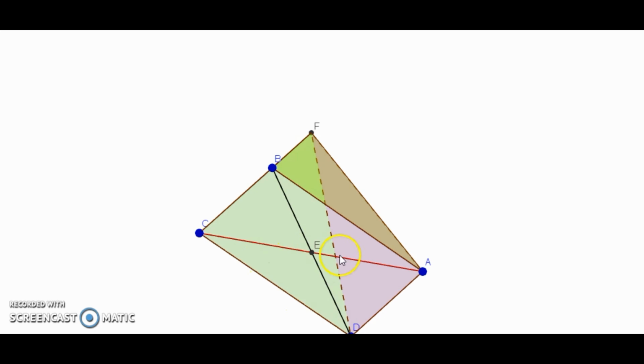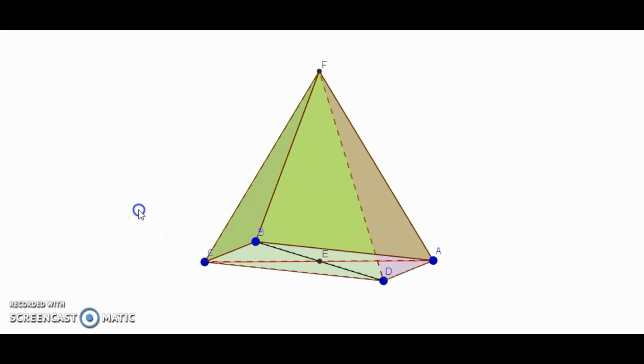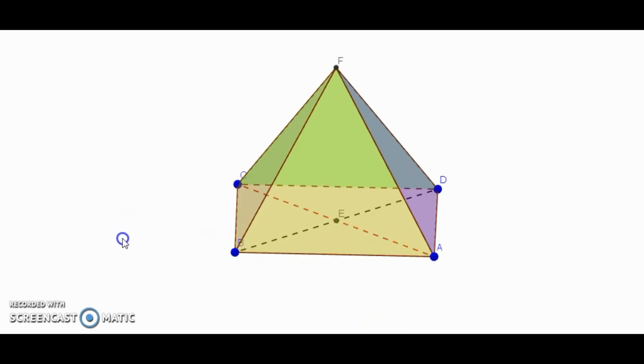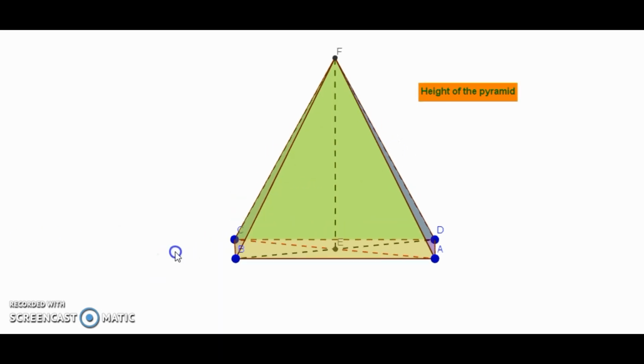So this point cuts each of the diagonals into equal proportion. So that should be kept in mind. So what's the use of this point? From this point we can actually draw the height of the pyramid. Where is the height of the pyramid? So this is the height of the pyramid.